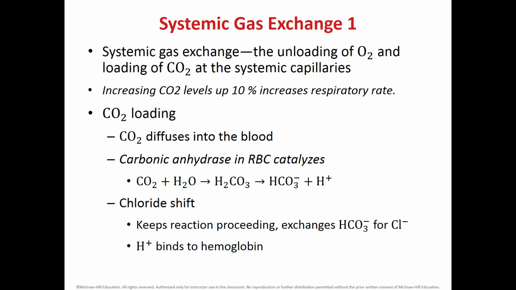And the CO2 gets loaded into the red blood cells using the enzyme carbonic anhydrase. So when the CO2 diffuses into the blood, part of it is going to go into the red blood cells, and in the red blood cells you will combine CO2 with water. You form carbonic acid through this enzyme called carbonic anhydrase, and this same enzyme will convert this carbonic acid, H2CO3, into bicarbonate ions and hydrogen ions.